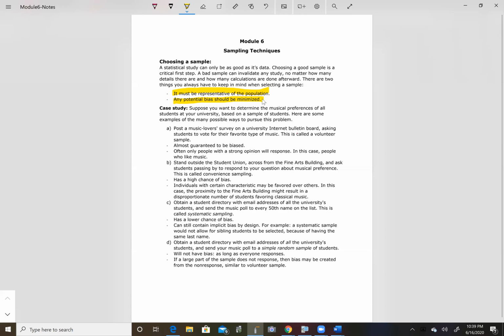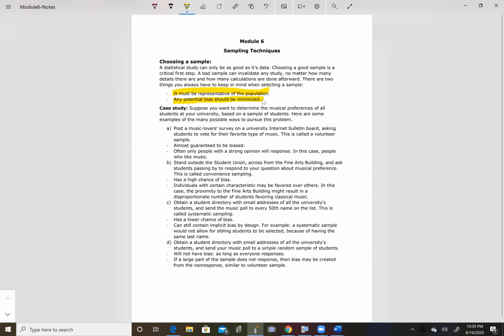So you see this a lot in the news when people are making up their own little surveys. It's usually only people who are interested in what's happening that are going to take that survey, and it's going to be biased. Okay, there's just no getting around that.